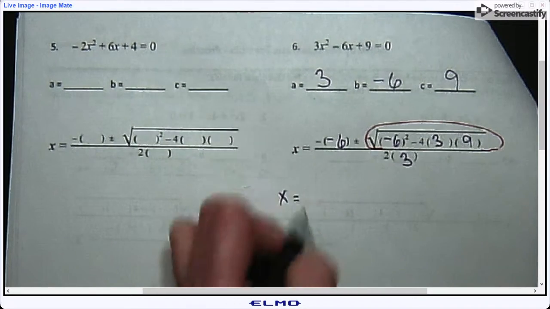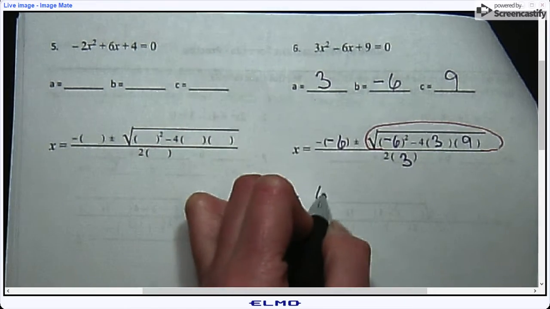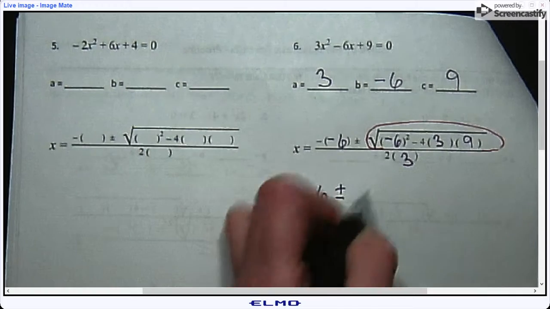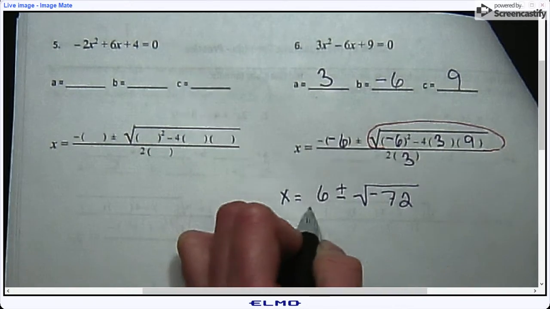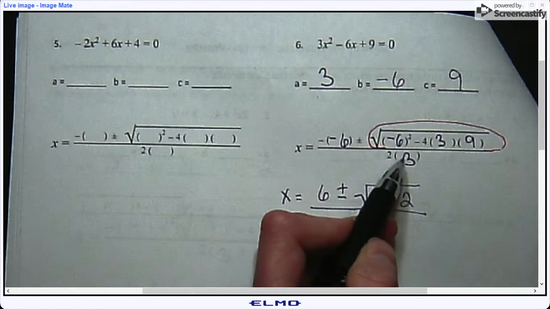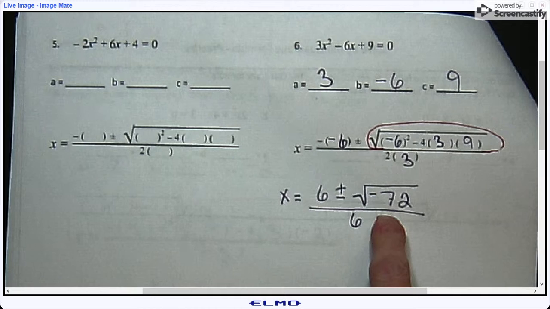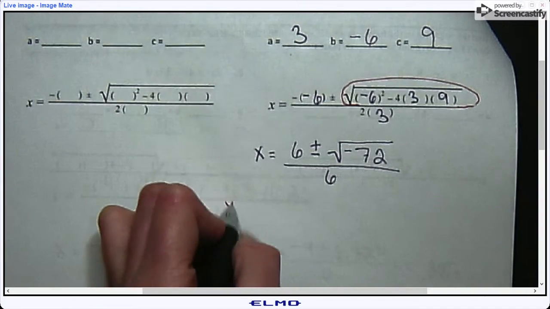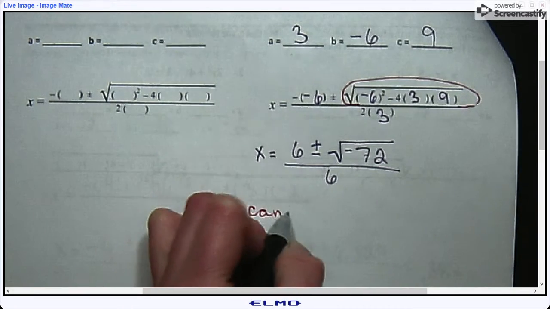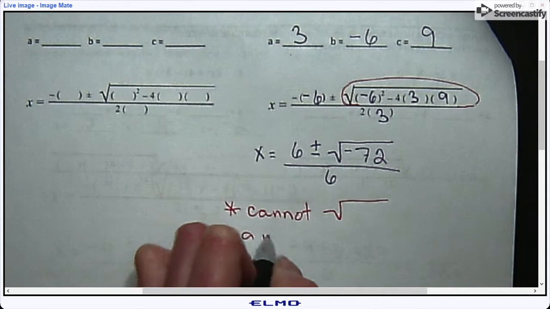So now our equation looks like this. Negative times negative is positive, so I have a positive 6, plus or minus the square root of negative 72, all over 2 times 3, which is 6. We've talked about this before. It's impossible to take the square root of a negative number. It is impossible. So make that note. Reminder. You cannot square root a negative number.